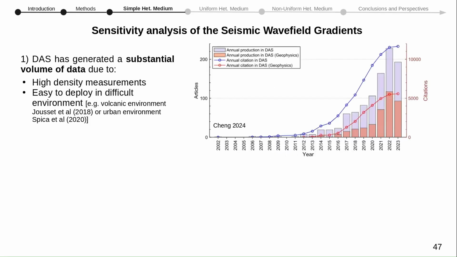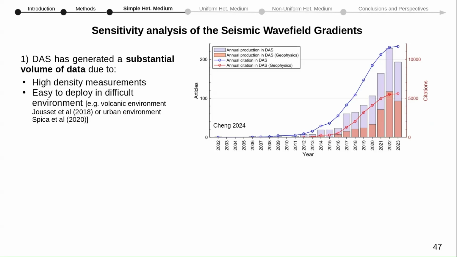So the reason why we want to introduce these observables in this context is the following. First, especially if we talk about DAS, it has generated a substantial amount of data. If we look, for instance, at the scientific production in the last years, we see that there is a huge increase. This is due to two reasons. First, it offers high density measurements, and also it is very easy to deploy in difficult environments. There are many applications, for instance, in volcanic environments or even in urban environments.